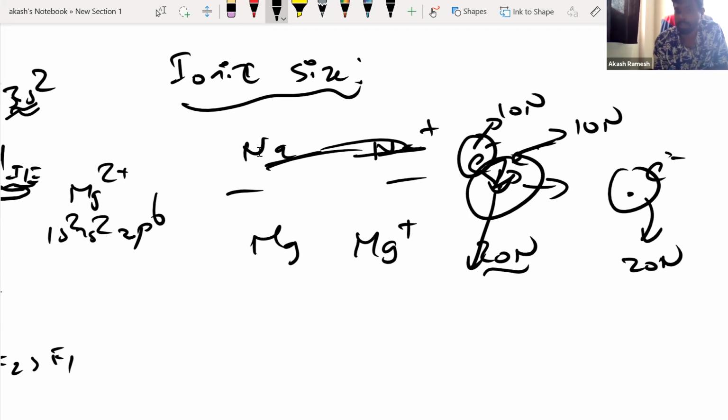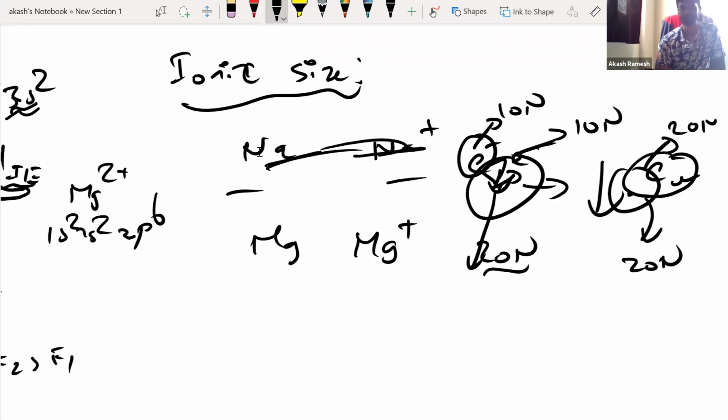But what is happening here? The entire 20 Newton is experienced by this particular electron only. So what is going to happen? Obviously, the size will decrease. Before, I had 2 electrons sharing 20 Newton, each having 10. But if I remove 1 electron, the 20 Newton is still there, but this sole electron is experiencing all 20 Newton. So obviously the size will decrease.